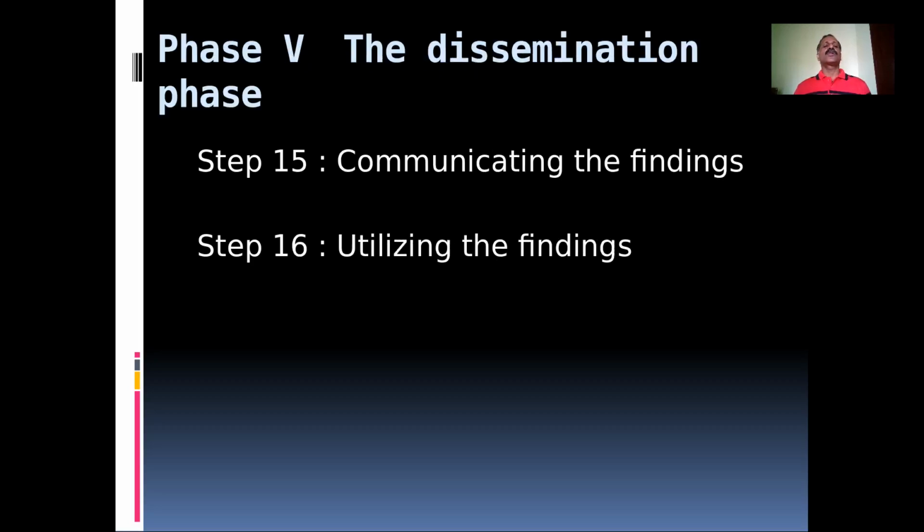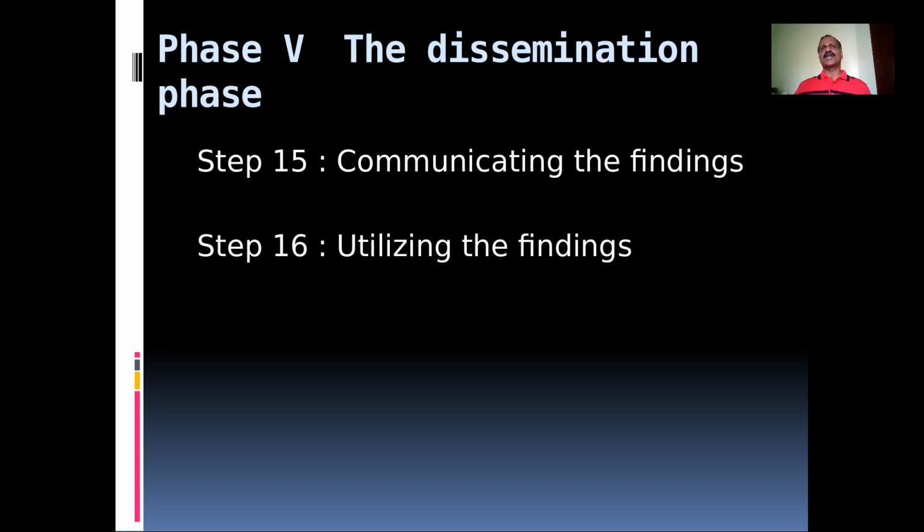Then we go to the final phase. Phase 5 is called the dissemination phase. Here also we have only 2 steps. The 15th step is communicating the findings, and the last step, the 16th step, is utilizing the findings. So once you have analyzed that, you have to write this down properly.